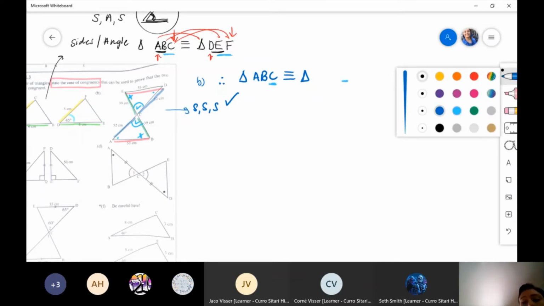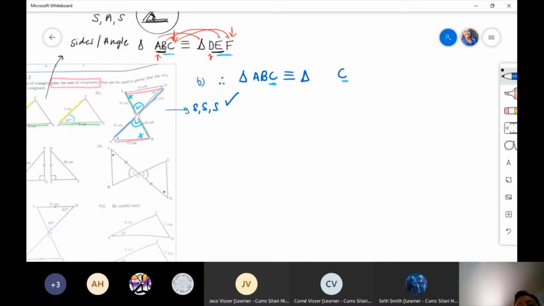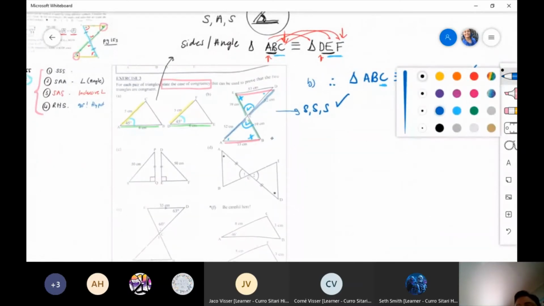So that's already giving you a hint: your labeling of your triangle ends with the letter C. So A, we said, was equal to D. B, we said, was equal to E, and C must be equal to C. Great, there's my reason. Side, side, side. Perfect. Okay, now let's continue. Let's look at the next one.